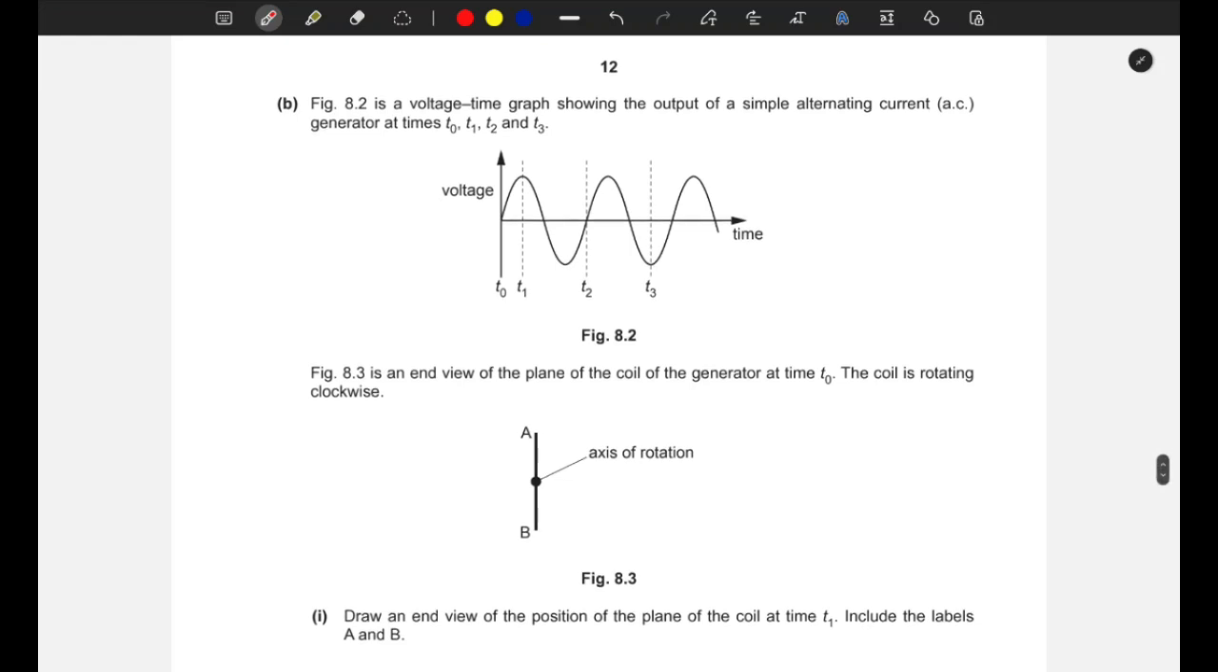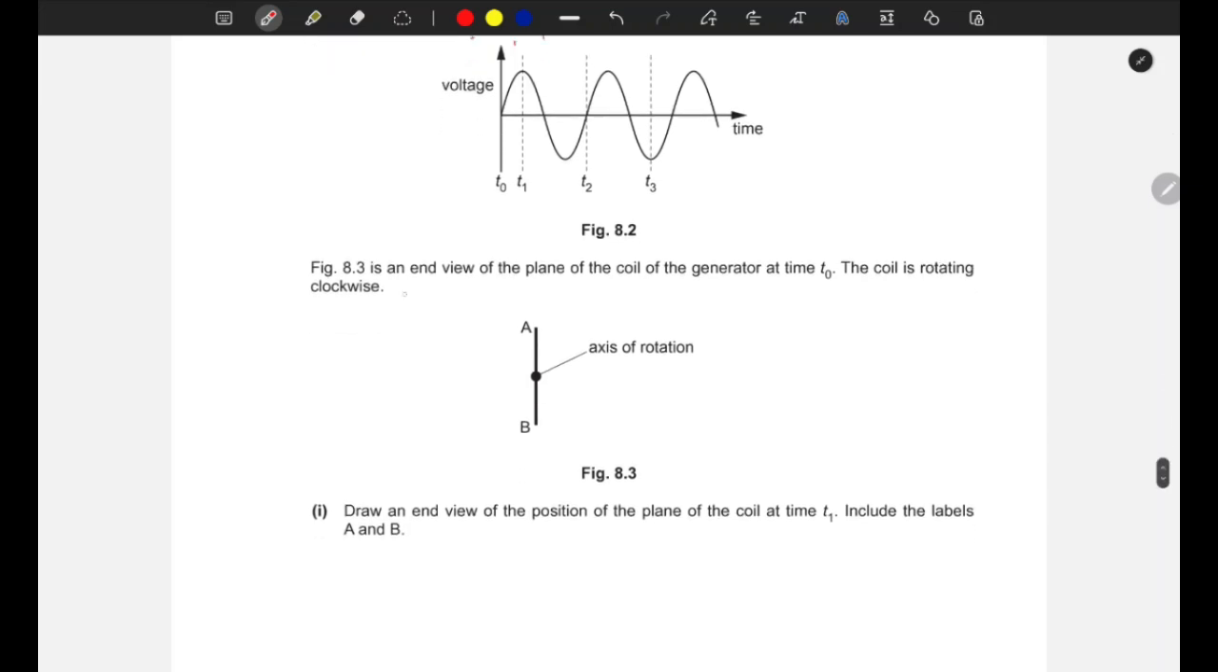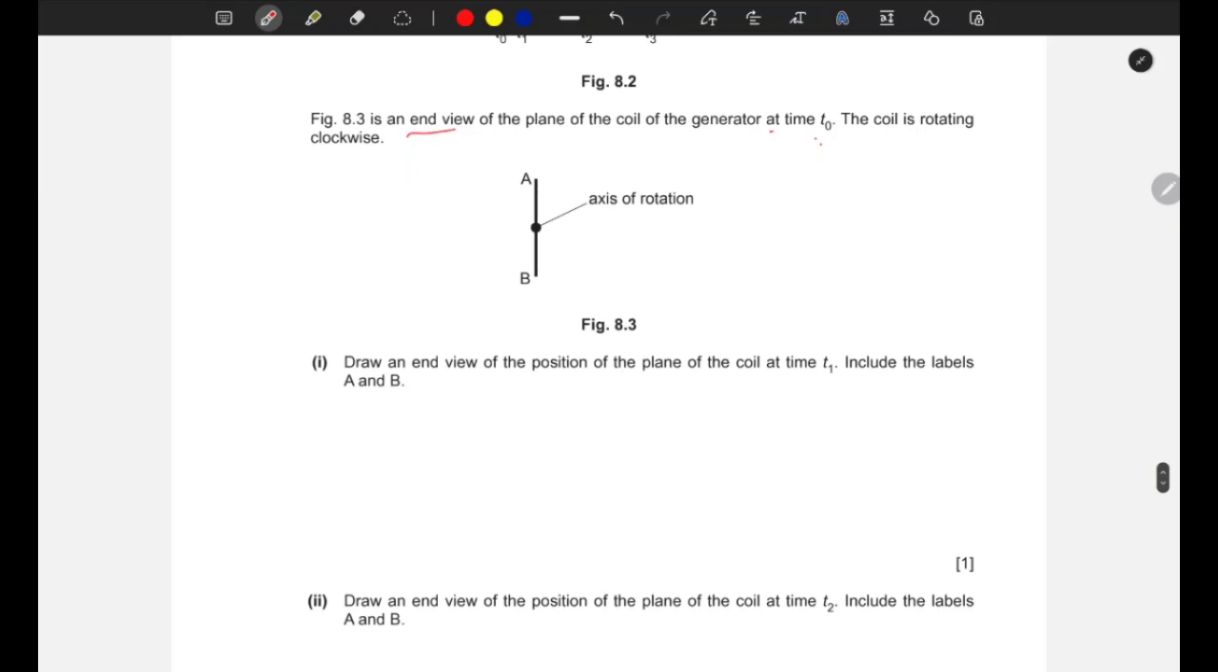Let's continue with part B. Figure 8.2 is a voltage-time graph showing the output of a simple AC generator at times t0, t1, t2, t3. Figure 8.3 is an end view of the plane of the coil of the generator at time t0. The coil is rotating clockwise. Okay, so it's rotating in this direction.